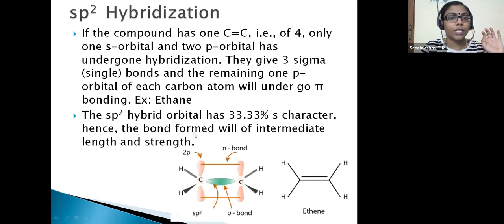Similarly, in sp2 hybridization, there is 33.33% s character and the rest is p character. Only 3 hybridized orbitals are formed. Why? One of the p orbitals does not get involved in hybridization. The rest of the 2 are involved in hybridization as well as the s orbital. This is what is happening. I think the idea is clear for you.